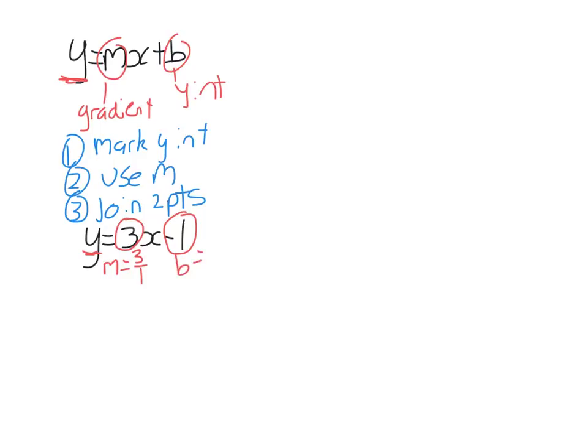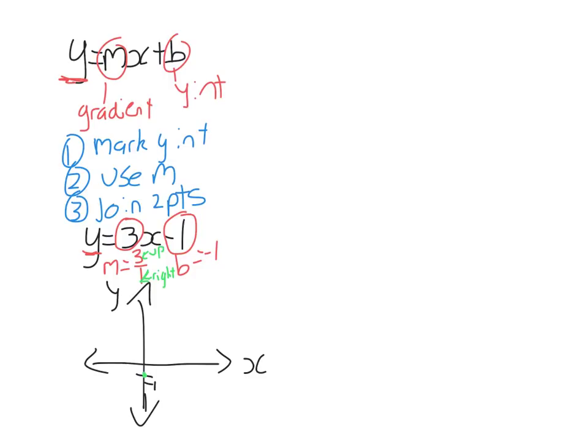That's the y-intercept. So what we do is we go to our Cartesian plane. Of course, x is horizontal, y is vertical. The first thing we do is mark the y-intercept. So the y-intercept is minus 1, and I mark it. Now the gradient is 3 over 1. The bottom number tells you how far you go to the right. Always go to the right just to avoid confusion. The top number tells you how far you go up or down. If it's positive, you go up. If it's negative, you go down.